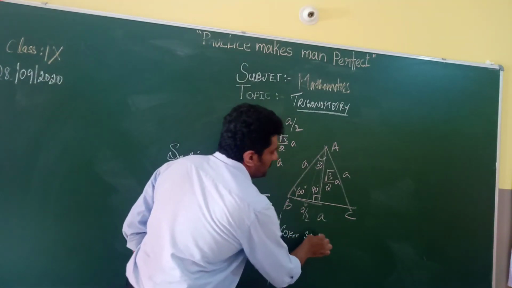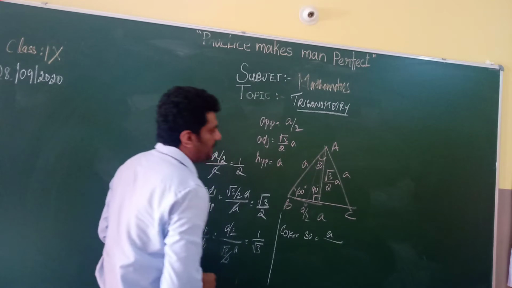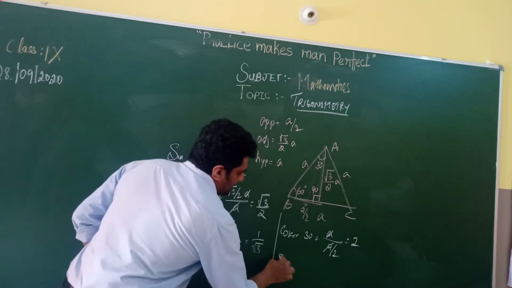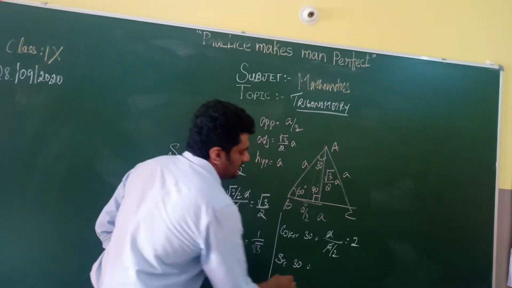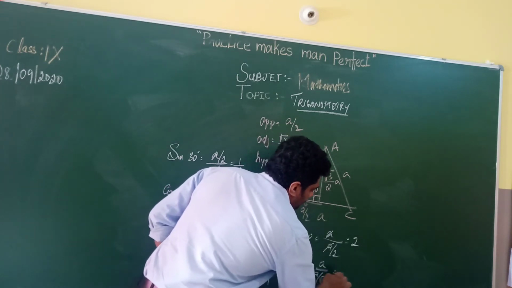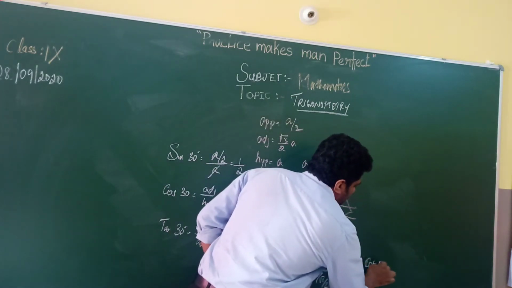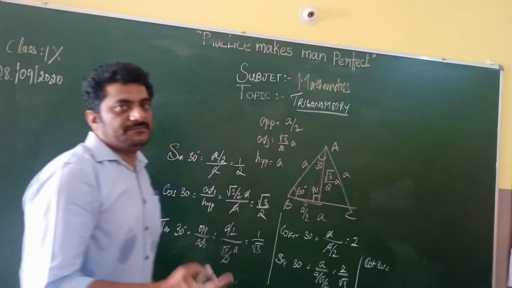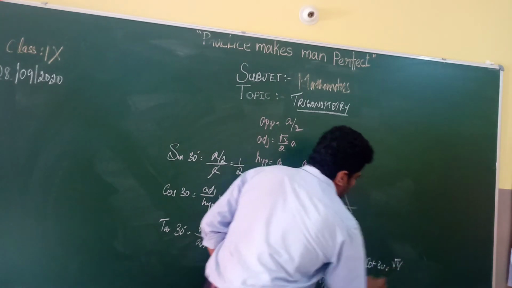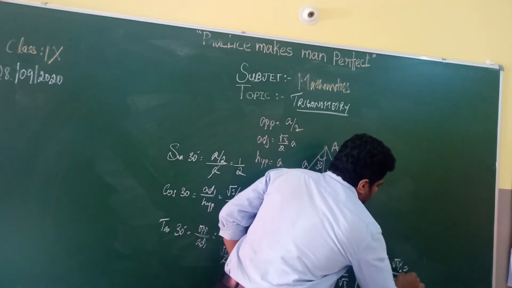Similarly, cosecant 30. What is cosecant 30? Hypotenuse by opposite. Hypotenuse is a divided by opposite is a by 2. It is 2. Secant 30, which is hypotenuse by adjacent, which is 2 by root 3. Similarly, cot 30 is adjacent by opposite, which is root 3 by 2a divided by a by 2, which comes to root 3.